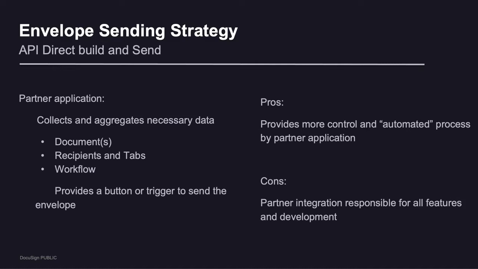User clicks a button, or there's a process on a trigger on the back end, boom, sends out that envelope. The pros of this is you provide all the control, and it's somewhat automated. They're not really popping into DocuSign. They're in your application. They live there. They're building everything inside your application envelope and then triggering and sending it out. So again, you're controlling what's contributed and how that envelope is built.